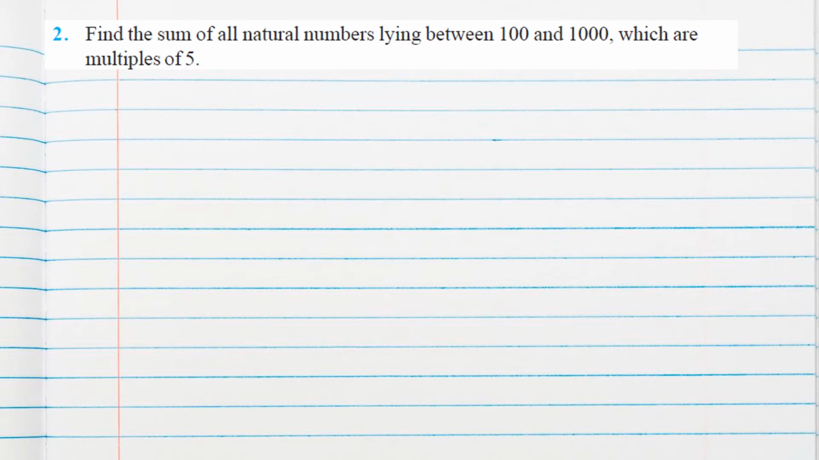Find the sum of all natural numbers lying between 100 and 1000 which are multiples of 5. That means we should exclude these two numbers. So if we start from 100, next number will be 101, then 102, 103, 104, 105 will come, and so on. And last number will be 1000, and before 1000, 999, 998, 997, and so on. But the numbers should be multiples of 5.